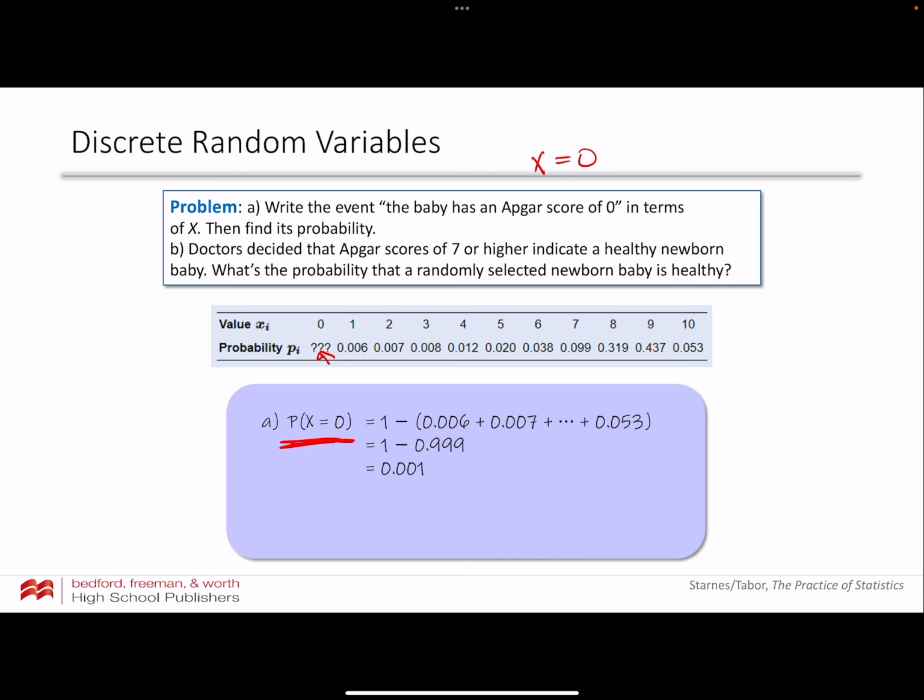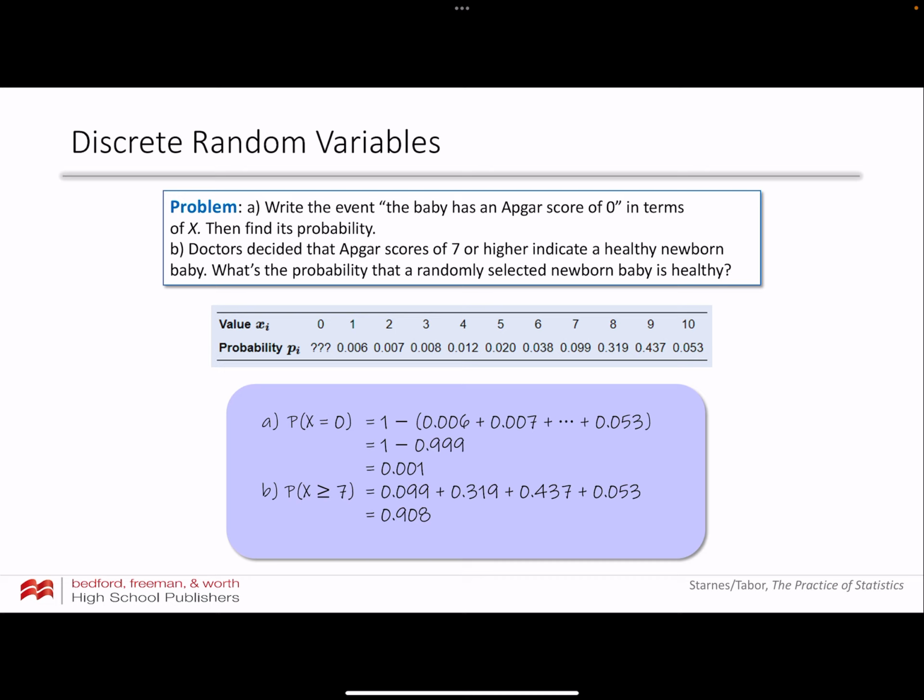Okay, part B. Doctors decided that an APGAR score of 7 or higher indicates a healthy newborn baby. So what's the probability that a randomly selected newborn baby is healthy? In other words, if they get a score of 7, 8, 9, or 10, they're a healthy newborn baby. Because those scores are disjoint, you can't have an APGAR score of an 8 and a 10 at the same time, I can add these things up.